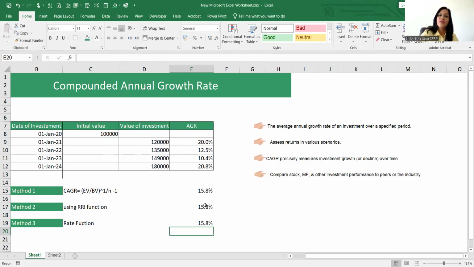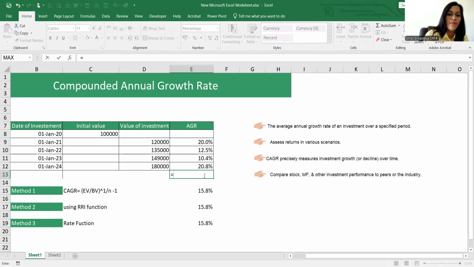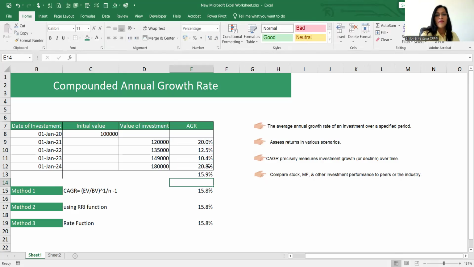Now again, one cross check. Since it says the average annual growth rate of an investment over a specific period of time, here we have calculated year on year annual growth rate. Now, if we take the average of these four, we will get the same, right? It is the same only because up to one decimal point it has been corrected. So 15.8% is the annual growth rate of your investment over a specific period.